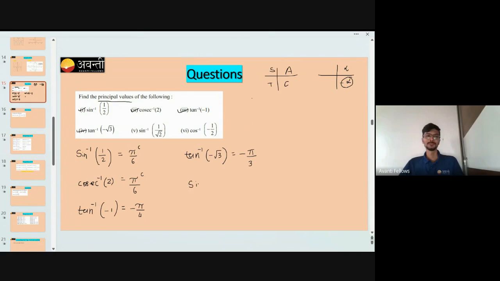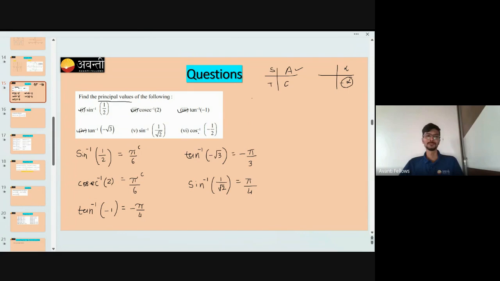Fifth question says sine inverse of 1 by root 2. So 1 by root 2 is a positive value and sine inverse principal value range is first and fourth quadrant. So which quadrant are we looking at? First quadrant, because 1 by root 2 is positive. The answer in first one is very simple. What angle of sine will give 1 by root 2? And that will be 45 degrees, which is pi by 4.